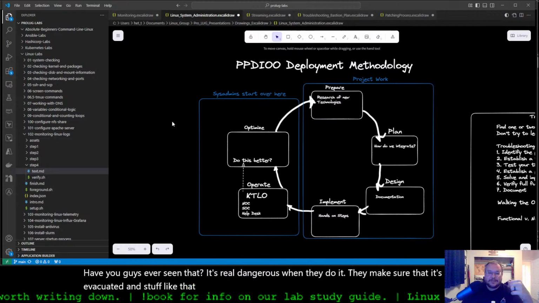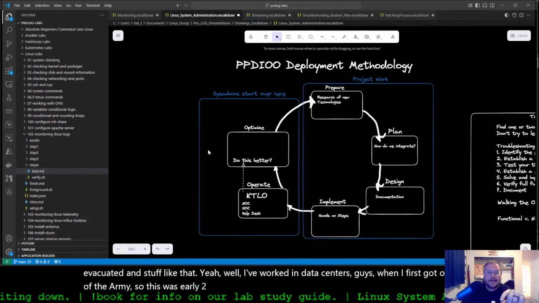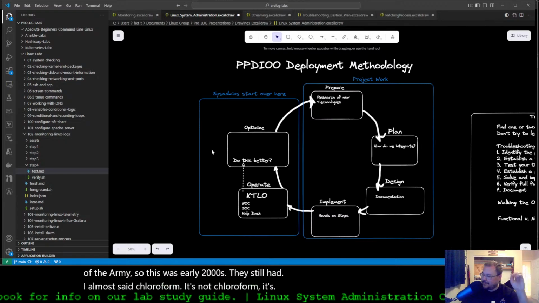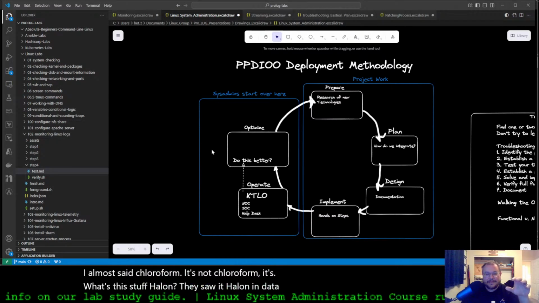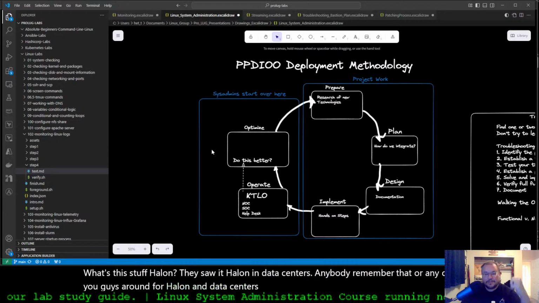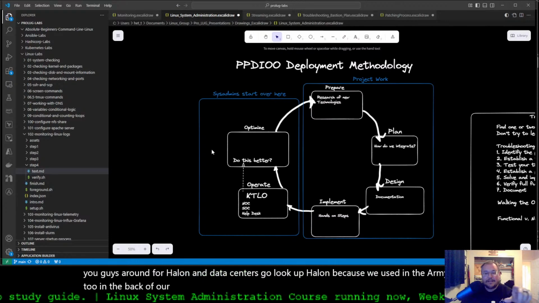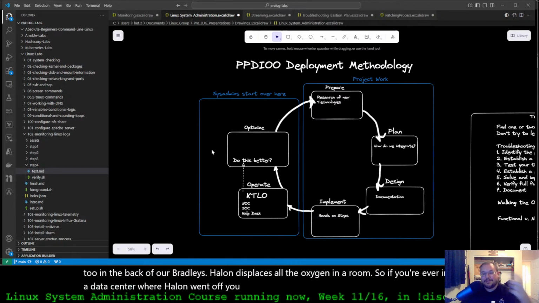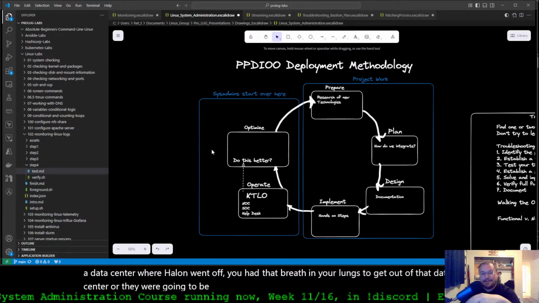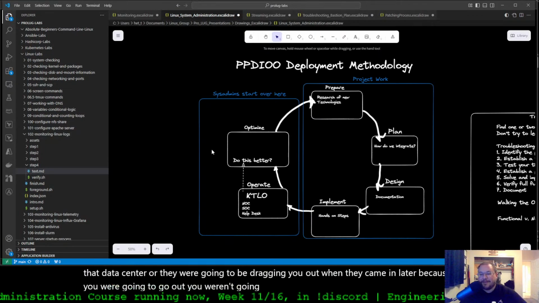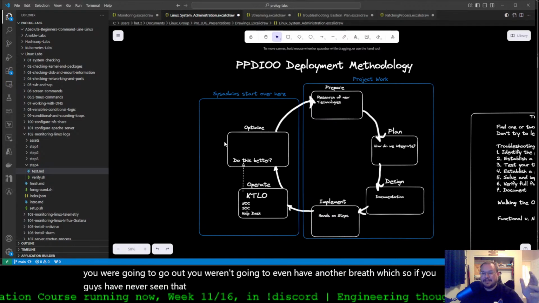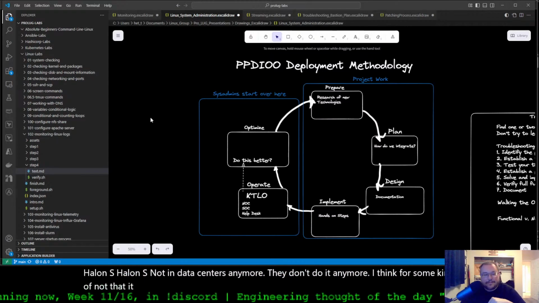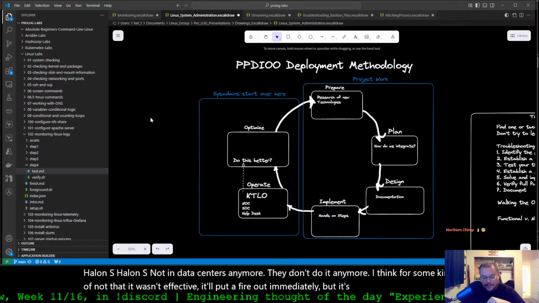Well, I worked in data centers when I first got out of the Army, in the early 2000s, and they still had, I almost said chloroform, but it's not chloroform. Halon. They still had halon in data centers. Anybody remember that? Go look up halon, because we used it in the Army, too, in the back of our Bradleys. Halon displaces all the oxygen in a room. So if you were in a data center where halon went off, you had the breath in your lungs to get out, or they were going to be dragging you out later, because you weren't going to have another breath. Halon's not in data centers anymore. It'll put a fire out immediately, but they stopped for some kind of environmental reason.